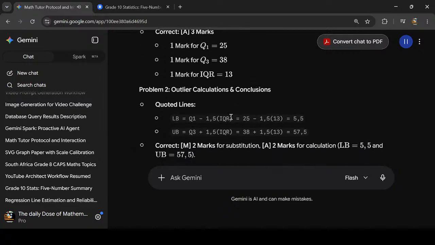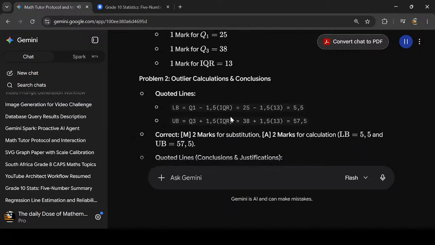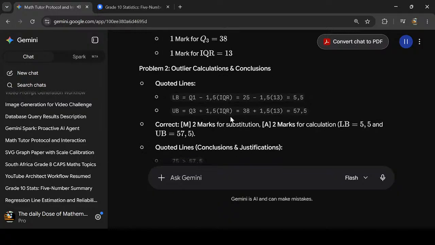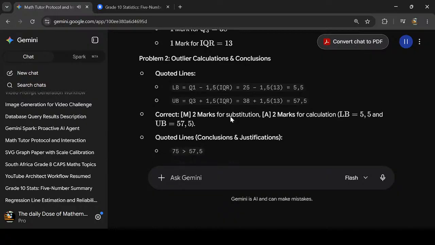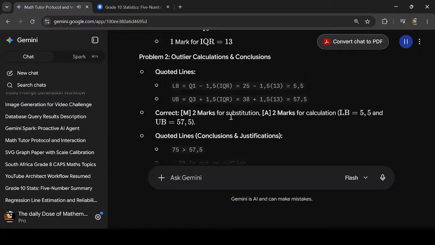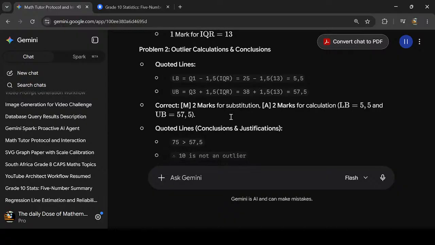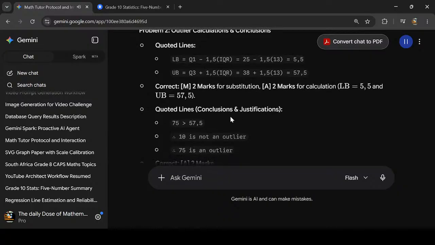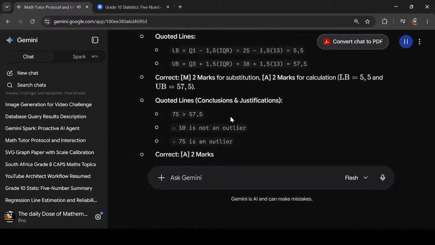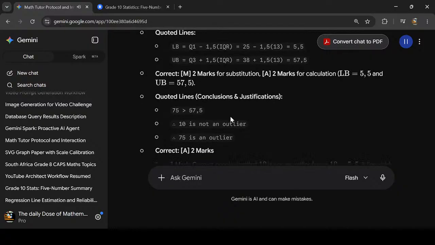Problem 2: Outlier calculations and conclusions. LB equals Q1 minus 1.5 times IQR equals 25 minus 1.5 times 13 equals 5.5. UB equals Q3 plus 1.5 times IQR equals 38 plus 1.5 times 13 equals 57.5. Correct. 2 marks for substitution, 2 marks for calculation. LB equals 5.5 and UB equals 57.5.